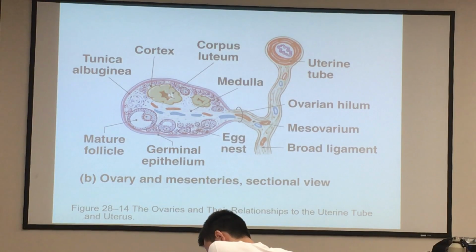If we have a cross section, then you can see the follicle is going outside and the medulla is inside, and then the membrane is the tunica albuginea. Okay.